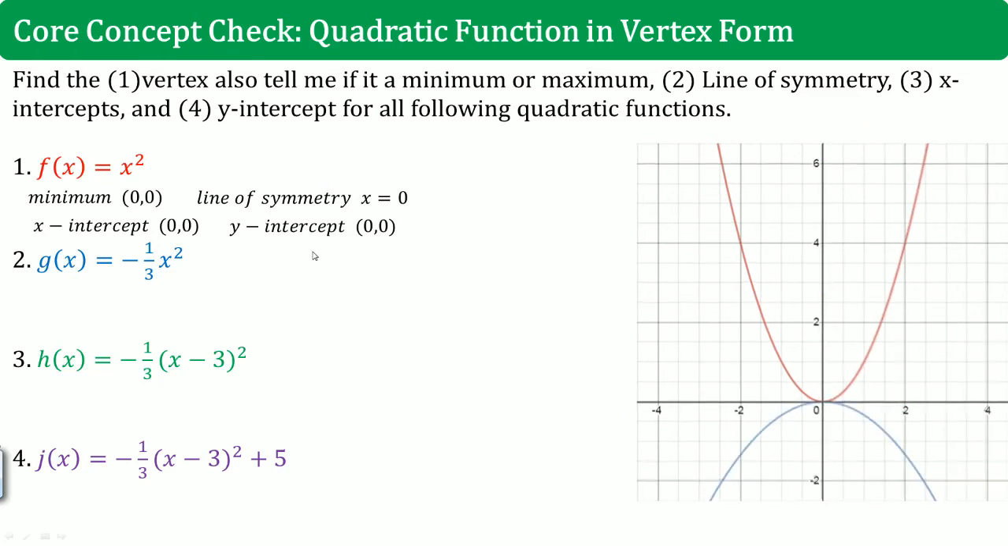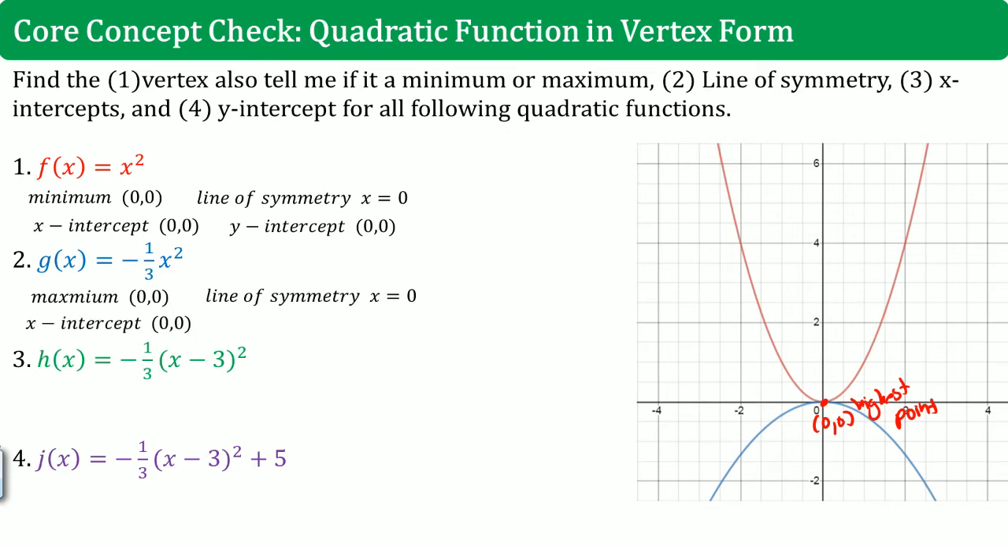The second one graphs like that. The vertex is 0, 0. It is now the maximum because here it is the highest point now. The line of symmetry is still the same, as well as the x-intercepts and the y-intercept.